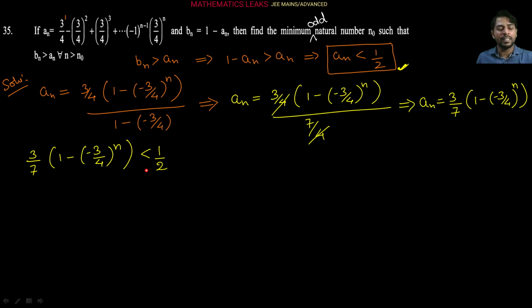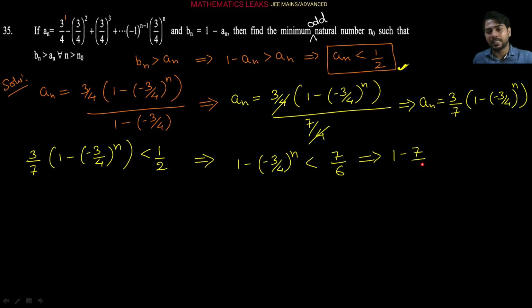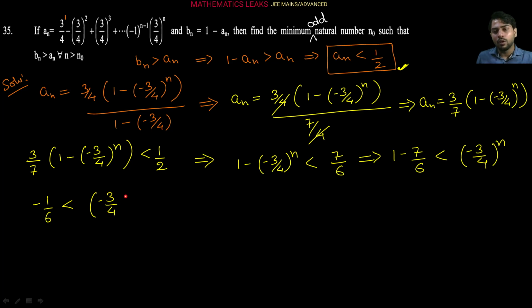So from here you can say in the cross multiplication this is coming here. So 1 minus of 3 by 4 to the power n less than, this is coming here 7 upon 6, right? So from there this given quantity on this side and this I am taking on this side. So 1 minus 7 by 6 less than minus of 3 by 4 to the power n, right? We are getting this thing. So on the simplification 6 minus 7, minus 1 by 6. So minus 1 by 6 is less than minus 3 by 4 to the power n.